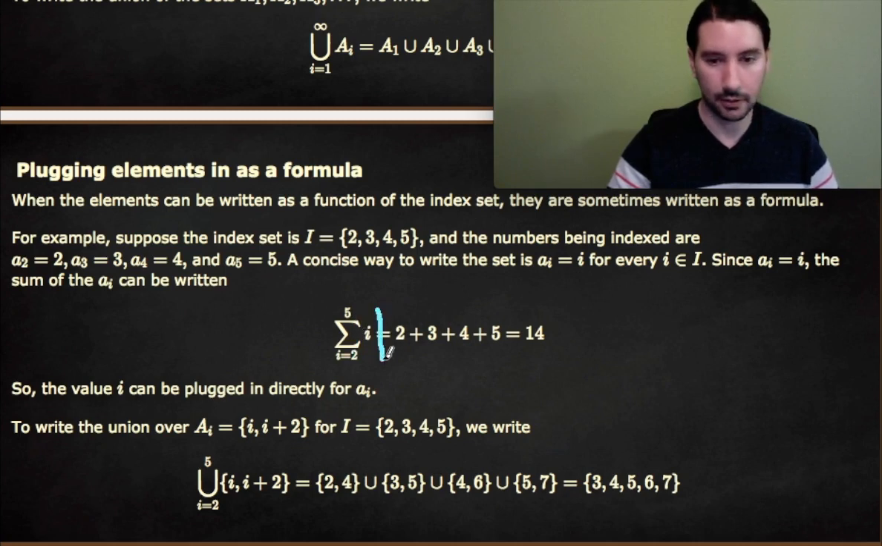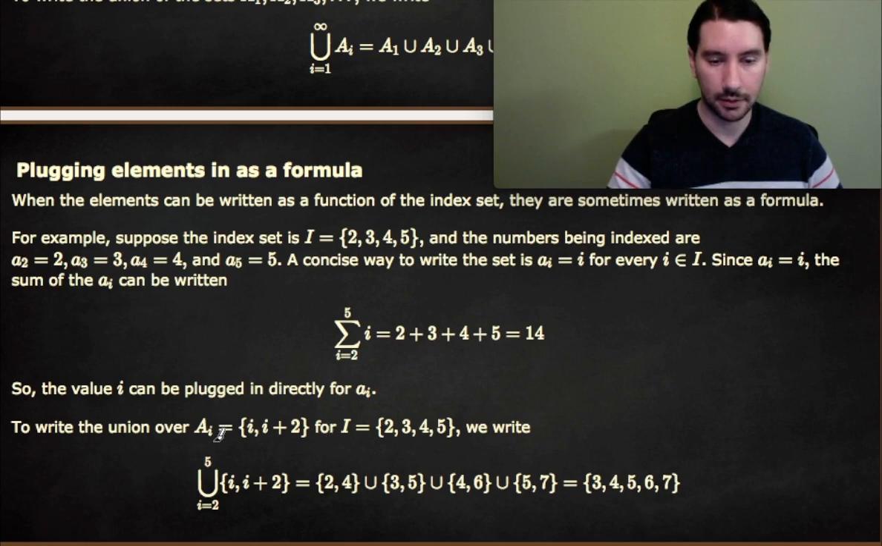You're going to see this quite a bit, where 2 to 5 is the index set, but the things plugged into the sum are actually some function of what's in the index set. So there's i itself, which means add 2 plus 3 plus 4 plus 5, and then we stop at 5 because there's a 5 on the top. Start at 2, go to 5, and add whatever i is. So 2 plus 3 plus 4 plus 5 is 14.